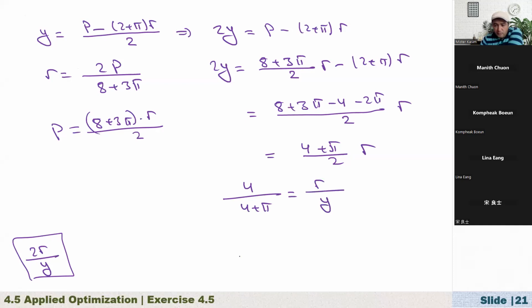Or if I just multiply both sides by 2, here we have 8 and here we have 2. So for the window to transmit the maximum amount of light, the ratio of the length of the rectangle to its width must be 8 over 4 plus pi.